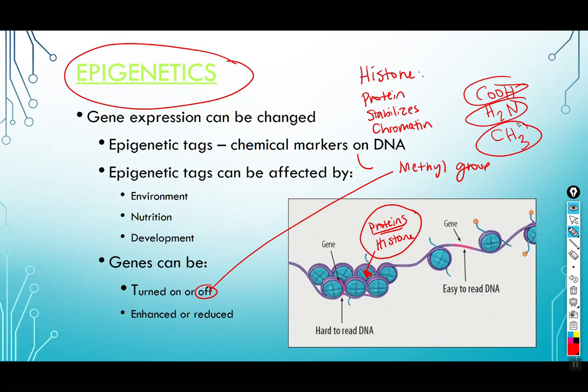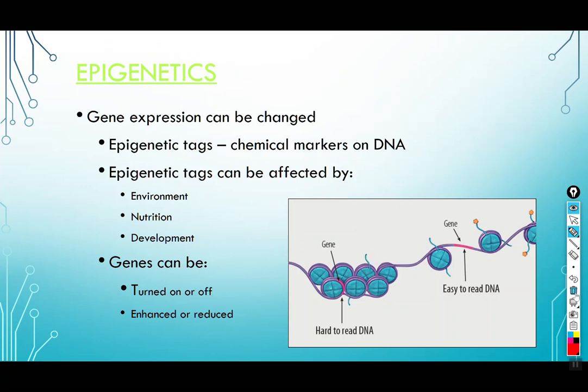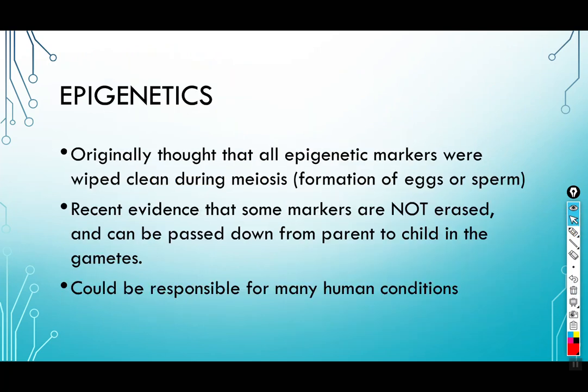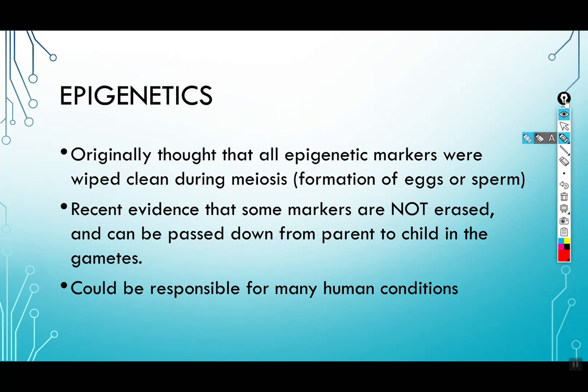Turns out also epigenetic changes to the genome are heritable. So it used to be thought that during meiosis, some magical process wiped off all of the epigenetic markers that are changing gene expression, but it turns out that just isn't true. So evidence that some markers are not erased and can be passed down from parent to child in the gametes basically is mounting. So specifically genes that involve how individuals metabolically deal with stressful situations, those markers are heritable.